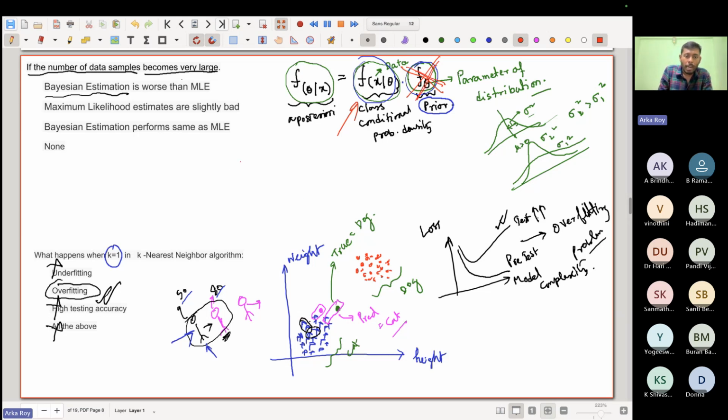So for larger data, for larger data size, the f theta given x, that means the posterior probability, almost becomes the same as x given theta, that is the class conditional probability.